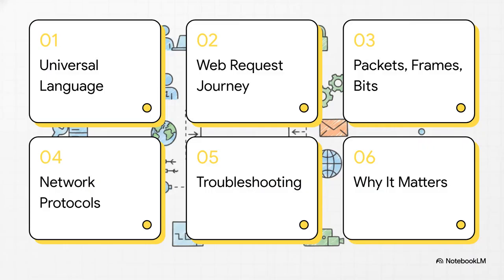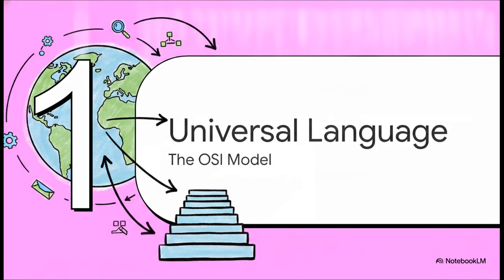Here's our roadmap for today. We'll start with the universal networking language, then trace a web request's downward journey, unpack packets, frames, and bits, dive into TCP, UDP, and network protocols, apply it all with bottom-up network troubleshooting, and wrap up with why the model still matters. Basically, we're doing a top-down look at how data is packaged and finishing with a bottom-up approach to fixing it. All right, kicking things off with part 1, the universal networking language.